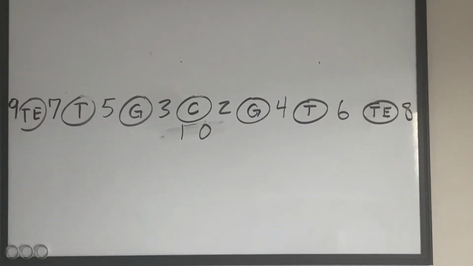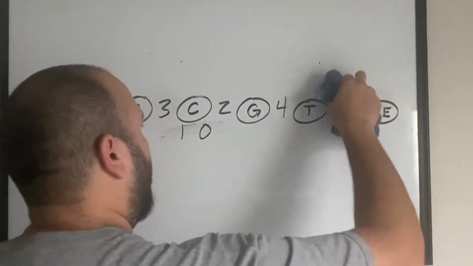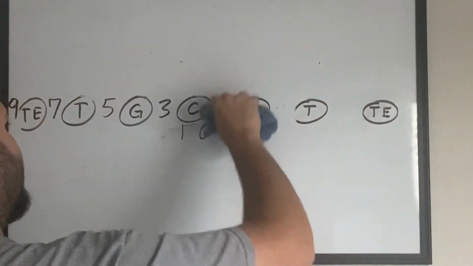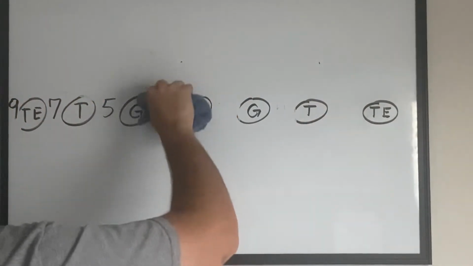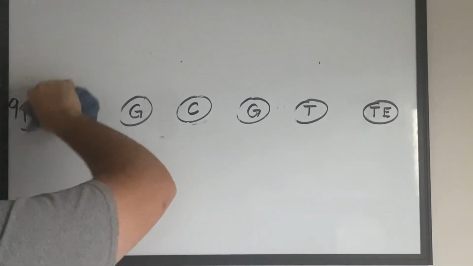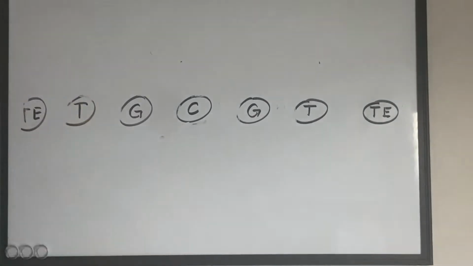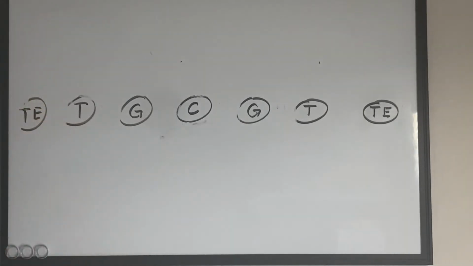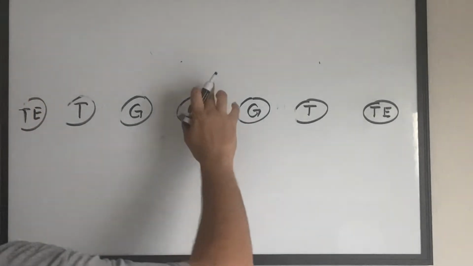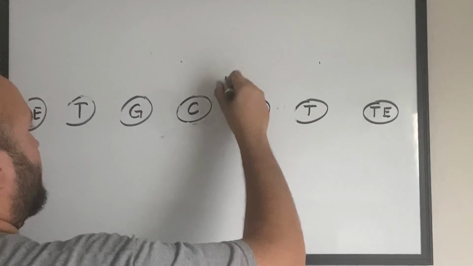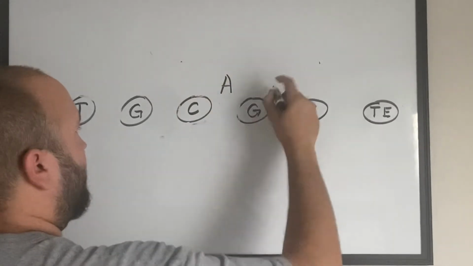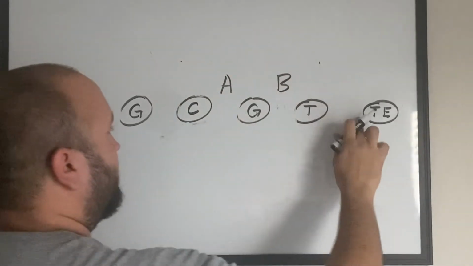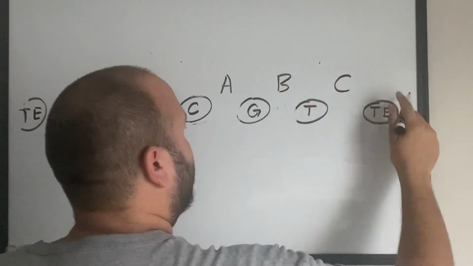Now when it comes to pass protection, we use letters to identify the gap assignments for your offensive line. Same thing, you always want to reiterate communication when it comes to your offensive linemen. So between the center and guard is A gap. Between the guard and tackle is B gap. C gap is outside the tackle.